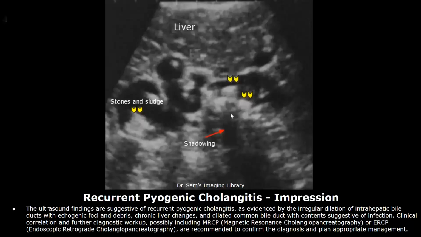This is the impression. The ultrasound findings are suggestive of recurrent pyogenic cholangitis, as evidenced by the irregular dilation of intrahepatic bile ducts with echogenic foci and debris, chronic liver changes, and dilated common bile duct with contents suggestive of infection. Clinical correlation and further diagnostic workup, possibly including MRCP or ERCP, are recommended to confirm the diagnosis and plan appropriate management.